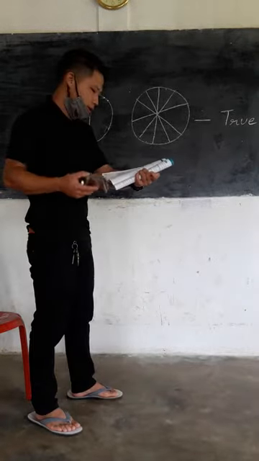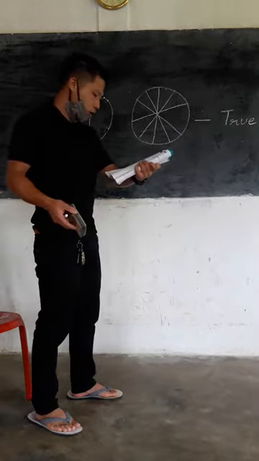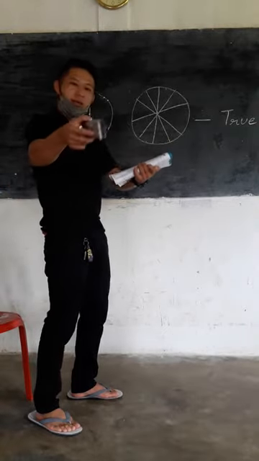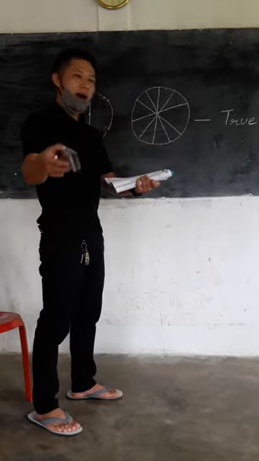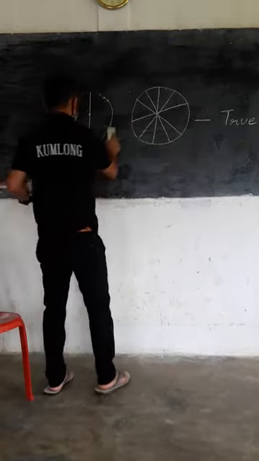Moving on to the next question. Question number 4: write the difference between diameter and chord, sector and segment, and arc and semicircle. Alright.